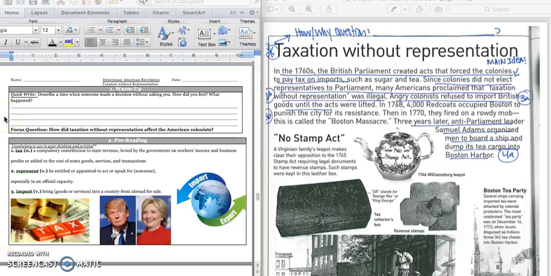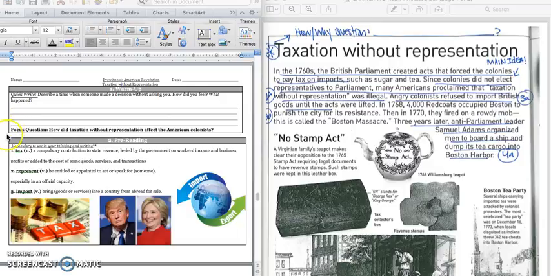First, we have a quick write. It states, describe a time when someone made a decision without asking you. How did you feel and what happened? Press pause to write down your answer and play when you're ready to keep reading.